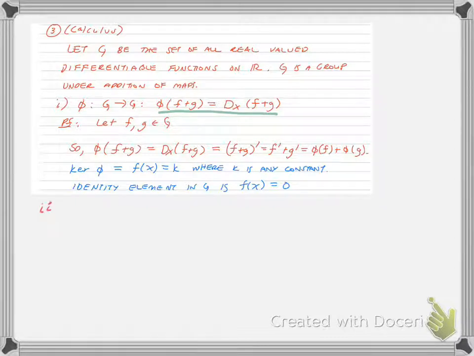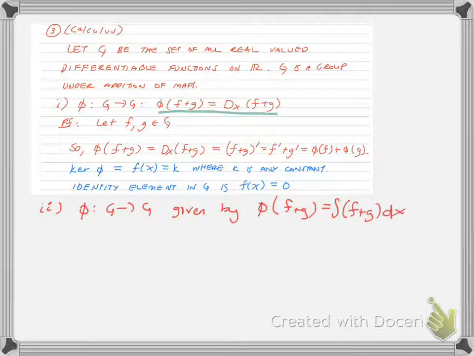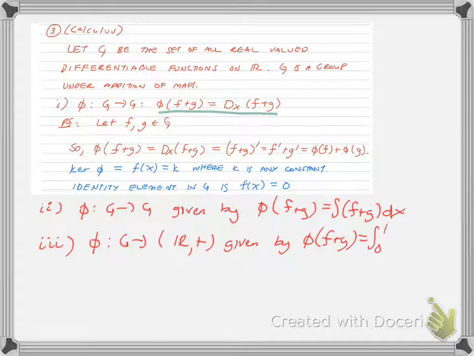You can also show that phi from G to G given by phi of f plus g equals the integral of f plus g dx. You can show that that's a homomorphism. You can also show that phi from G to the positive reals given by phi of f plus g equals the definite integral from 0 to 1 of f plus g dx. All right, so you can also show that that is a homomorphism as well.